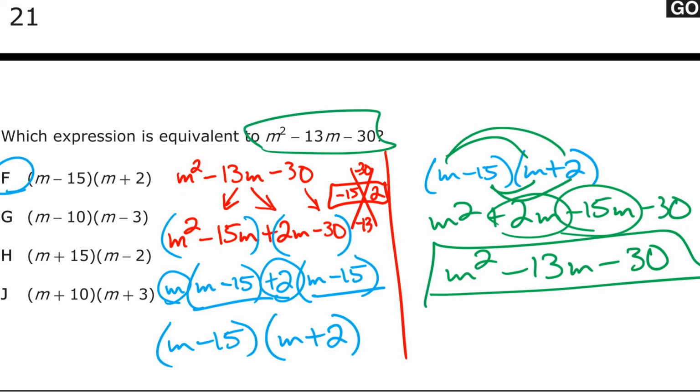The final way, and I didn't mention this on the other one, and if you enjoy the calculator more than the other methods, you could easily graph this one and then graph your answer choices and see which ones match. You would get a parabola that's on top of each other.